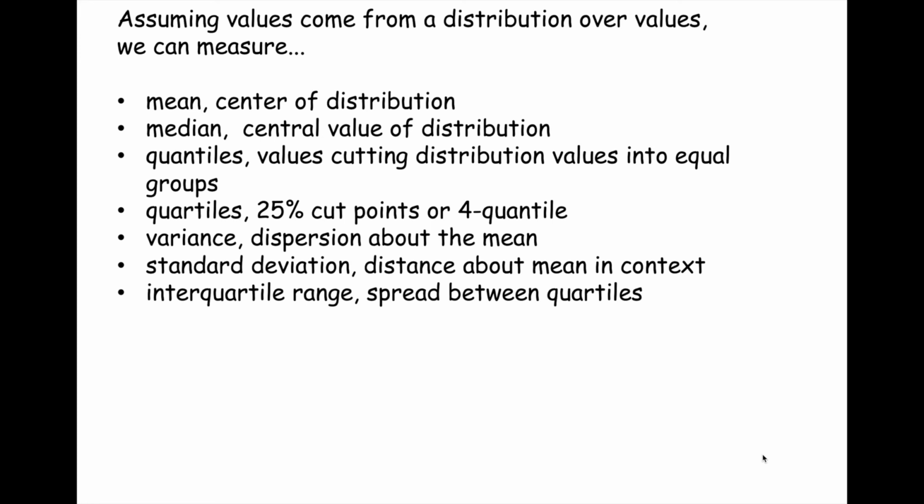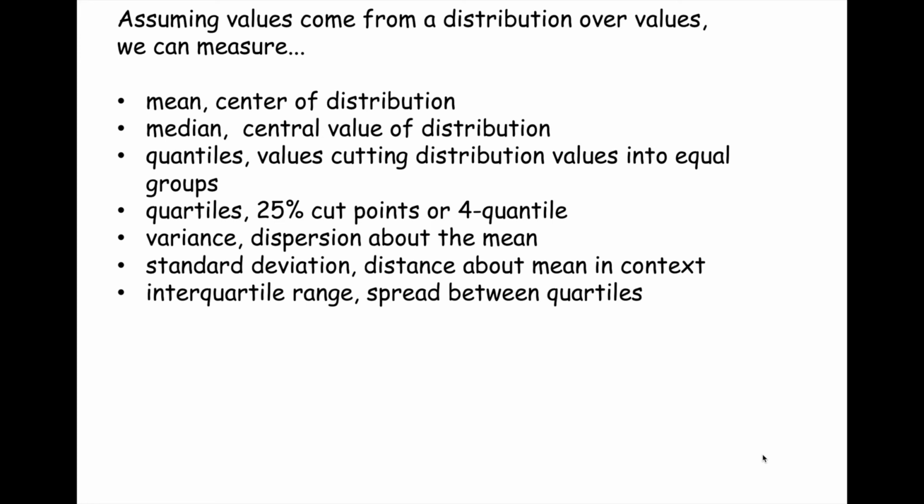The quantiles are values that cut the distribution into equal parts, and those parts are based on area under the curve. And the quartiles are the 25% cut points. So when you talk about quartiles, they're the values such that if you slice the distribution at those values, you have a total of 25% of the probability in each of the resulting pieces.